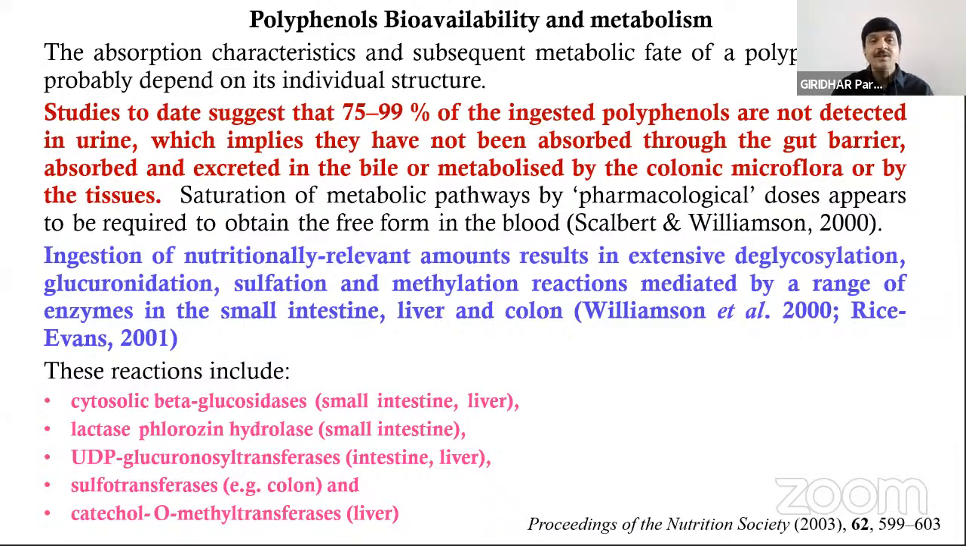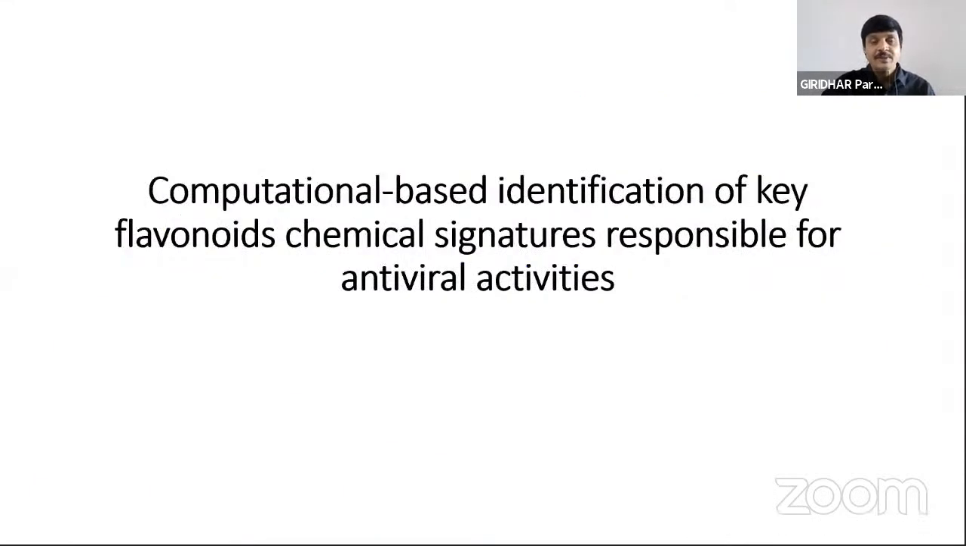So what happens to these bioactive compounds if anybody takes them inside, and how do these gut microflora interfere with the action, the response and other metabolite production? That particular interaction of the gut microflora depends upon various reactions, especially in the small intestine and liver. This cytosolic beta glucosidase gets activated and is responsible. Similarly, in the small intestine, the lactase phlorizin hydrolase based ones are active, and UDP glucuronosyltransferase is active in intestine and liver, and catechol methyltransferase is active in the liver. So that is the mechanism, bioavailability, and the top predominant bioactive compounds and metabolites that are helpful.